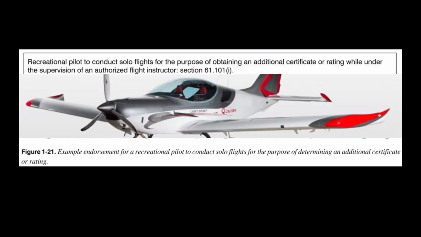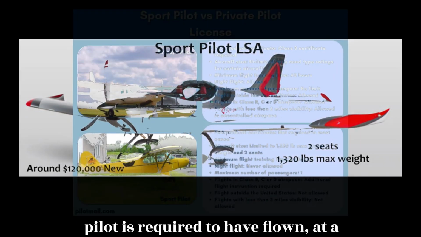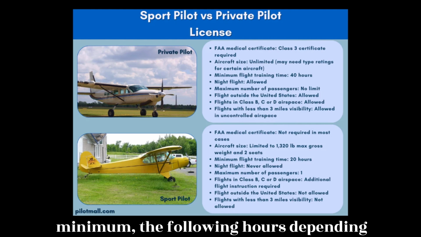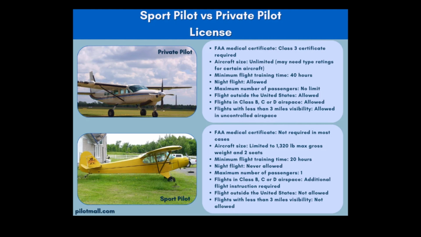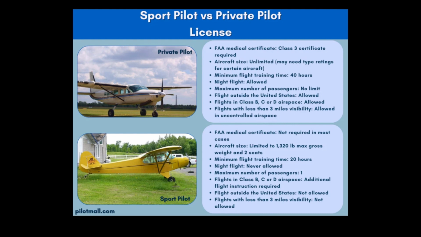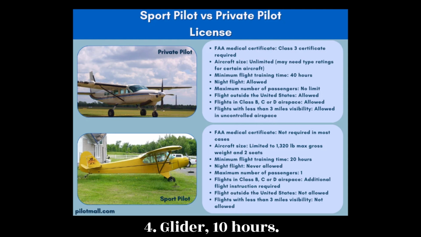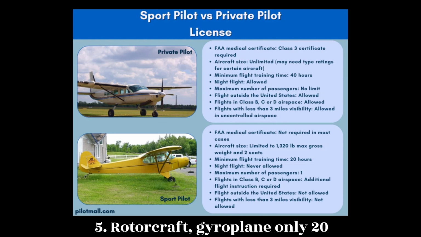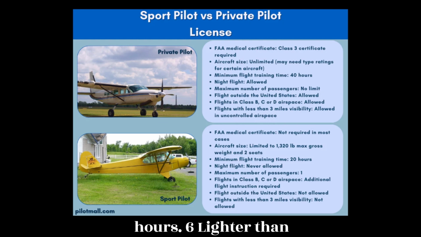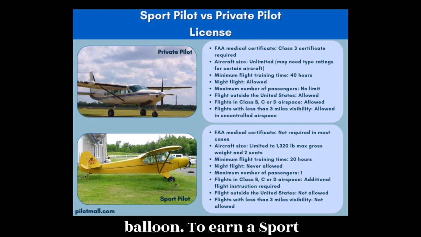Sport pilot. To become a sport pilot, the student pilot is required to have flown, at a minimum, the following hours depending upon the aircraft. 1. Airplane, 20 hours. 2. Powered parachute, 12 hours. 3. Weight shift control, trikes, 20 hours. 4. Glider, 10 hours. 5. Rotorcraft, gyroplane only, 20 hours. 6. Lighter than air, 20 hours, airship, or 7 hours, balloon.